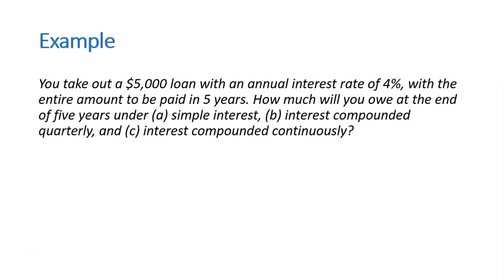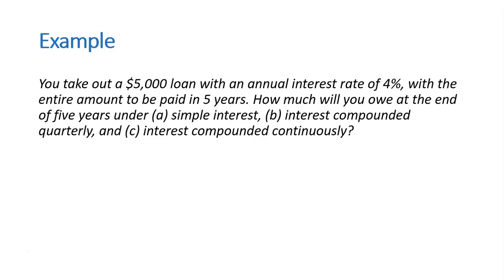So let's look at an example. It says you take out a $5,000 loan with an annual interest rate of 4% with the entire amount to be paid in 5 years. So we're assuming we don't have to make any payments for 5 years. How much will you owe at the end of 5 years under A, simple interest, B, interest compounded quarterly, and C, interest compounded continuously? So in other words, we're assuming everything aside, how much are we going to owe under the different methods of calculating interest? How is the total amount going to change based on the formula we apply?